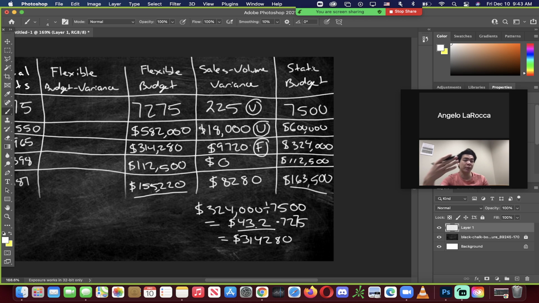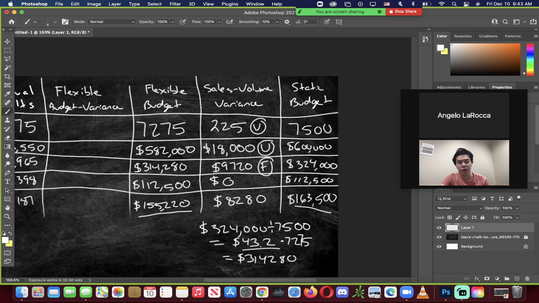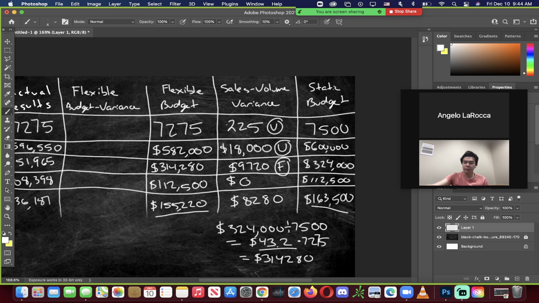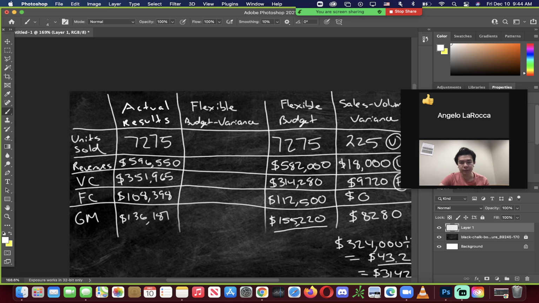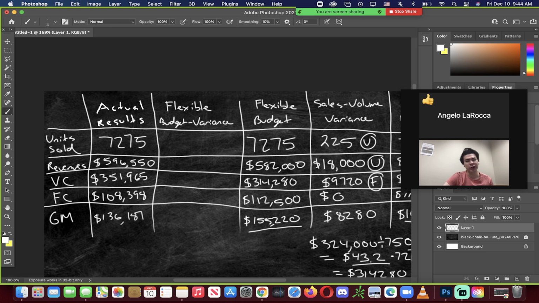And this is a good way to double check your work. Also, don't include this into your calculation. Don't use this as a negative to calculate 8280, because this is a unit and not a cost. That's why we can't use it. So any questions so far? Cool. So now we're on the home stretch.